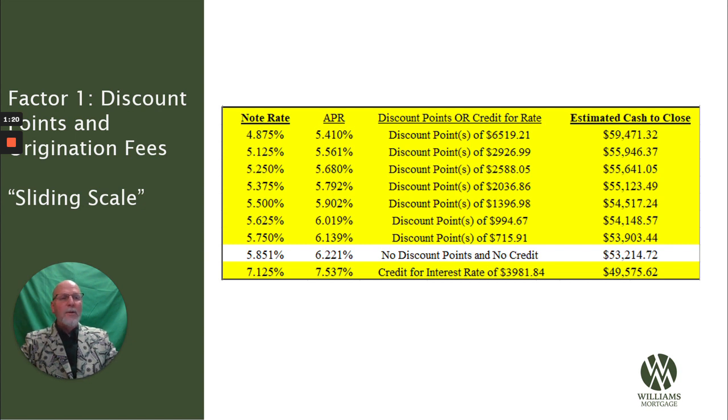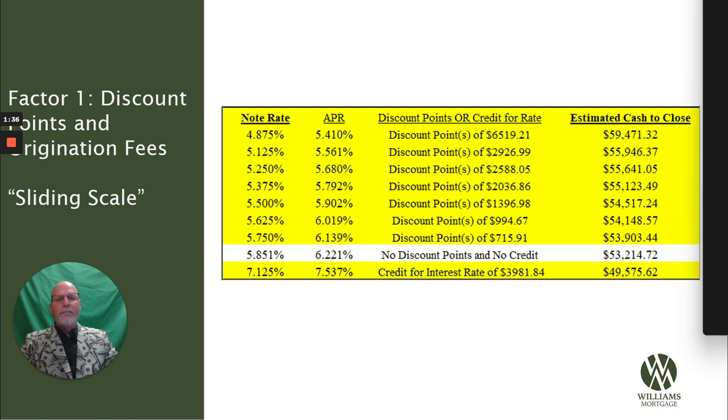higher monthly payment. The greater the net points paid, the lower the principal and interest payment and the higher the estimated cash to close. Conversely, the greater the lender credit, the higher the principal and interest payment and the lower the estimated cash to close.